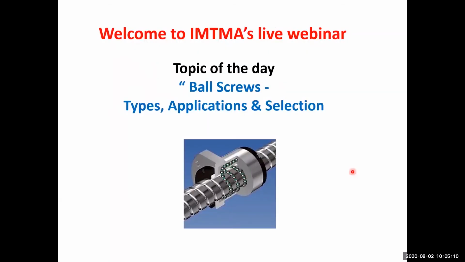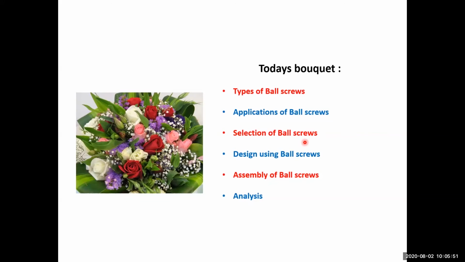So today, the element we will be looking into in detail are the ball screws, the various types of ball screws, what are their application and selection, what are the selection parameters, and we will also be doing certain calculations. I hope time permits, we will be doing a servo analysis, how exactly to select a servo motor for a given application. Okay, we have all these topics to be covered: application, selection, design, assembly, and analysis.